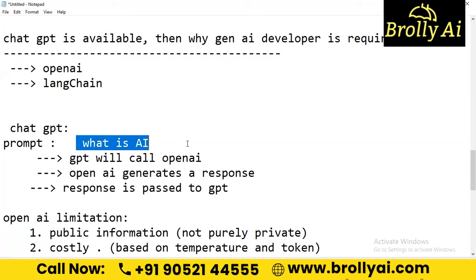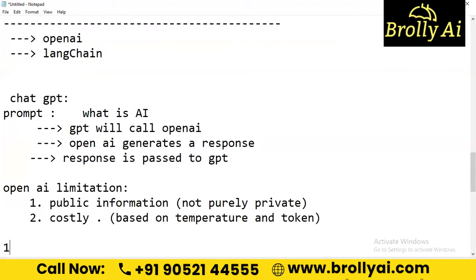So here my prompt is, what is AI? How many words are there? That's 3. There are 3 words. Suppose the response can be 1,000 words. Input is 3 words. Output is 1,000 words. Each word is called a token. I need to pay the bill for 1,000 tokens. Generally, for every 1,000 tokens, the GPT charges $0.02.